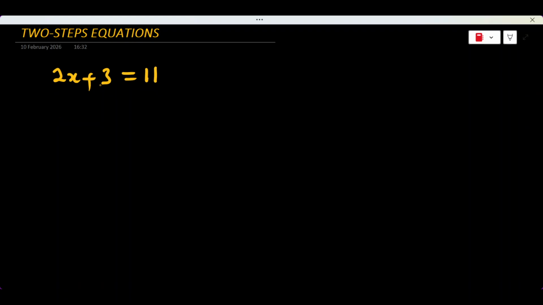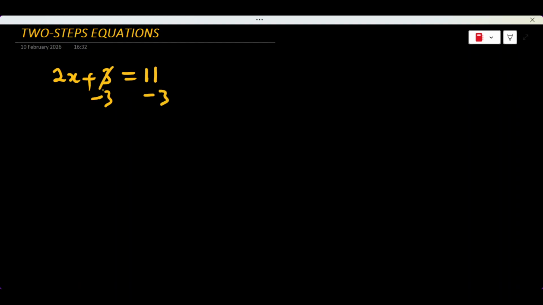So here we have 2x plus 3 equals 11. And we want the 2x to remain on the left side. So we have to undo the 3. If you want to undo the 3, you have to use the inverse operation, which is negative 3. And then you do the same thing to the other side as well.